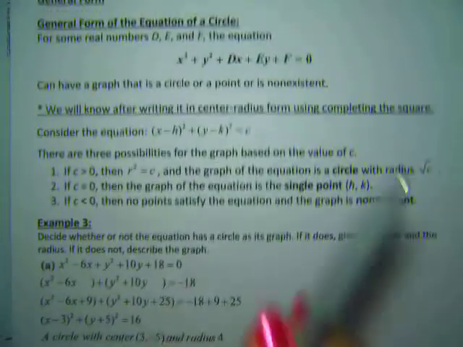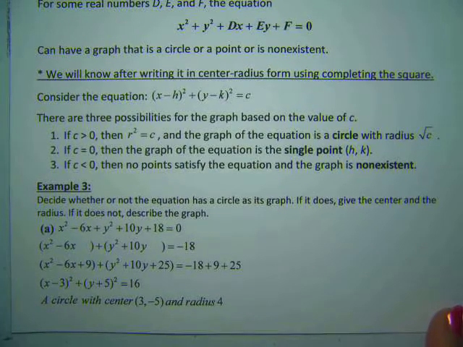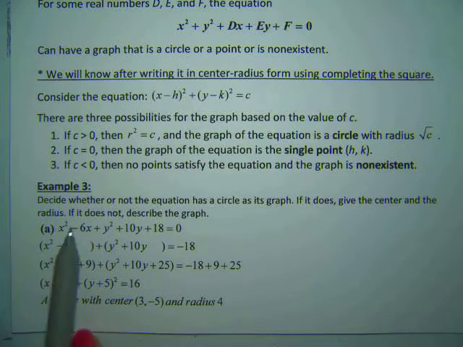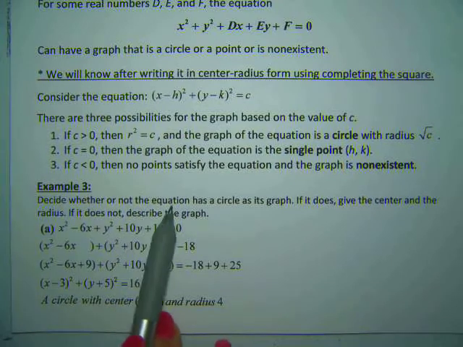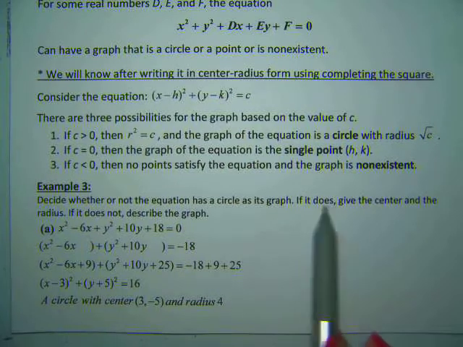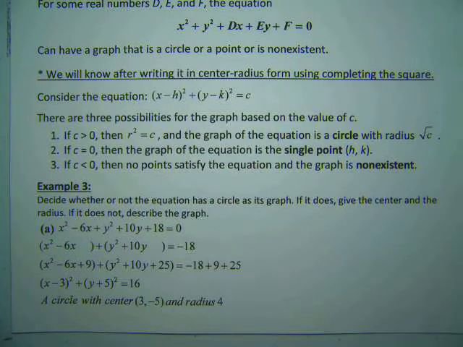So now how do we go from this format to this format? We go by completing the square, but this time we're going to complete the square in both the x and the y. Let's look at this. All these parts A, B, C, D are the same question. Let's read it. Decide whether or not the equation has a circle as its graph, and if it does, give the center and the radius. If it does not, describe the graph. So it could be a point or it could be non-existent.